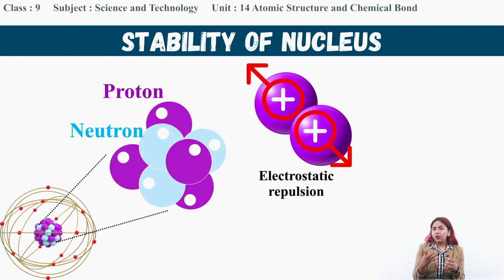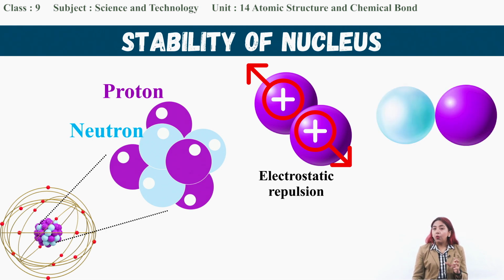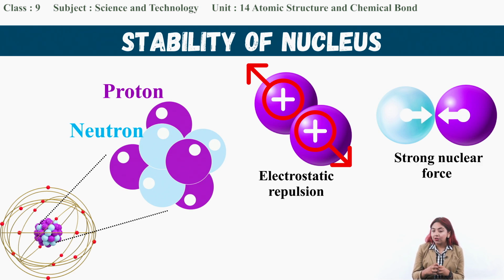Even though the protons try to move away from each other, why doesn't the nucleus dissociate? It is because of the presence of neutrons. Why? Because the force between the neutron and the proton is an attractive one, and that force is known as the strong nuclear force. This strong nuclear force is much stronger than the electrostatic repulsion force between the two protons.